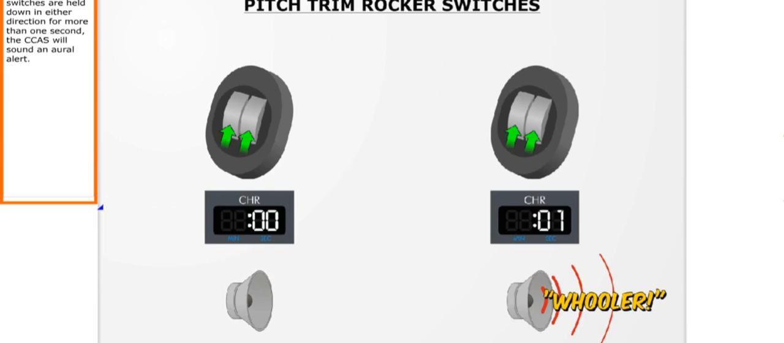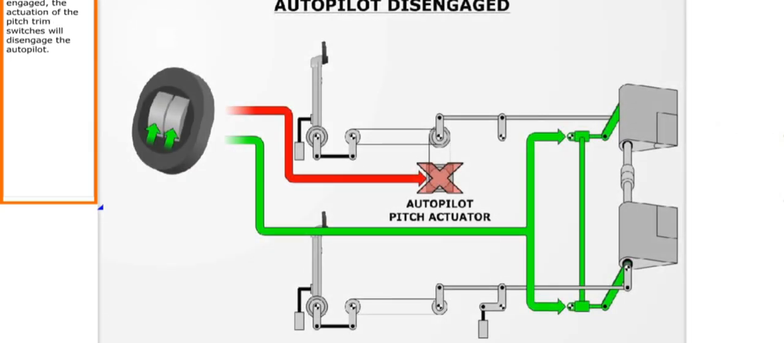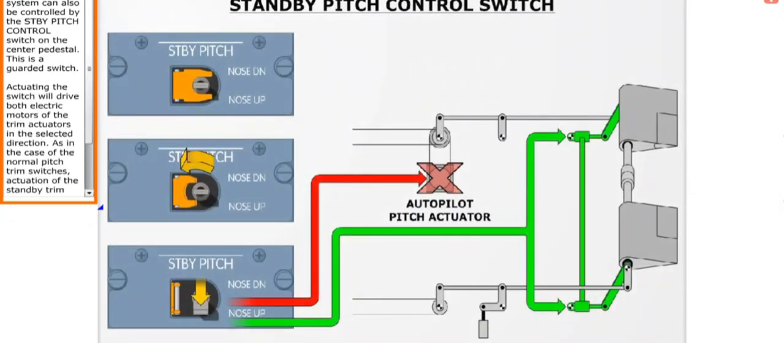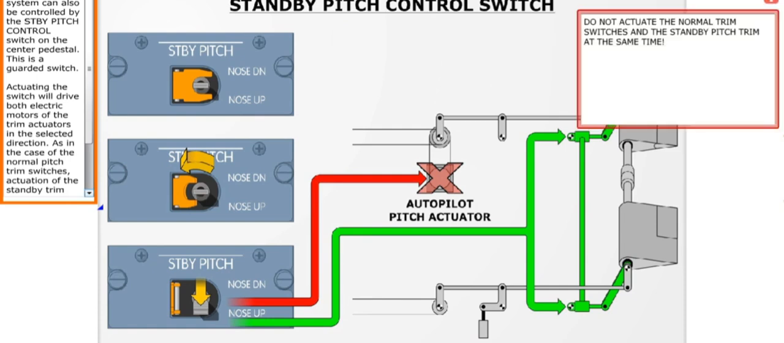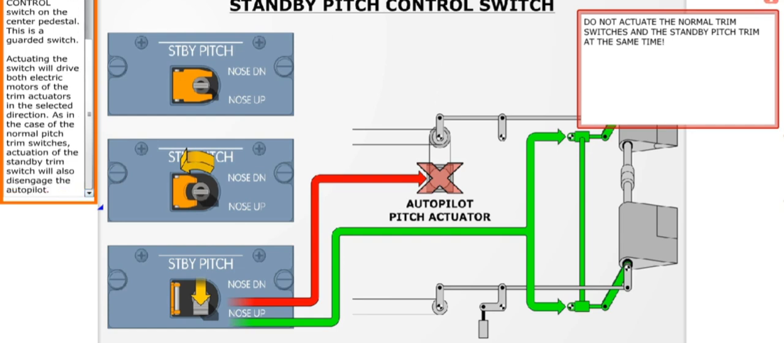If the normal trim switches are held down in either direction for more than 1 second, the CCAS will sound an oral alert. If the autopilot is engaged, the actuation of the pitch trim switches will disengage the autopilot. The pitch trim system can also be controlled by the standby pitch control switch on the center pedestal. This is a guarded switch. Actuating the switch will drive both electric motors of the trim actuators in the selected direction. As in the case of the normal pitch trim switches, actuation of the standby trim switch will also disengage the autopilot.